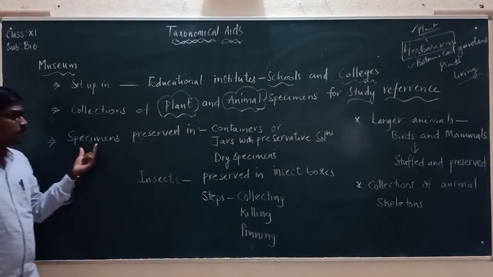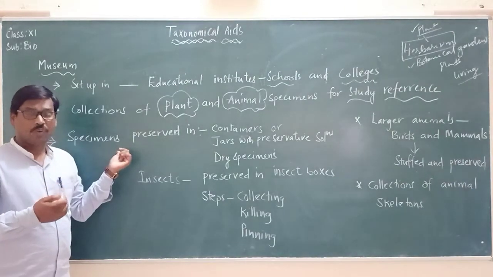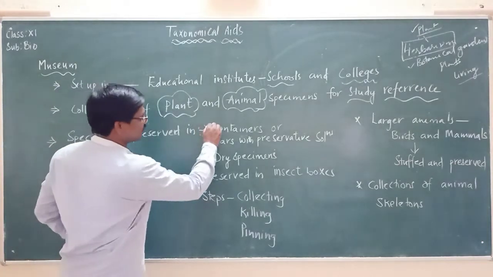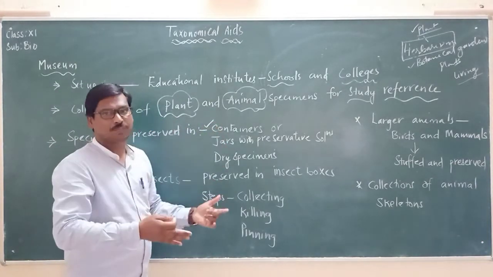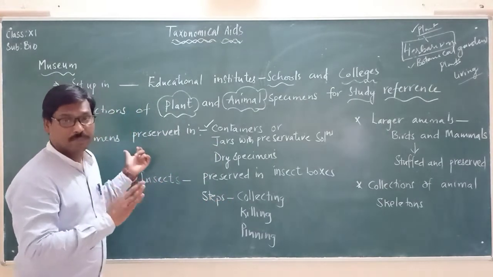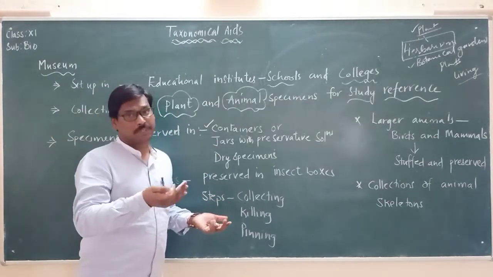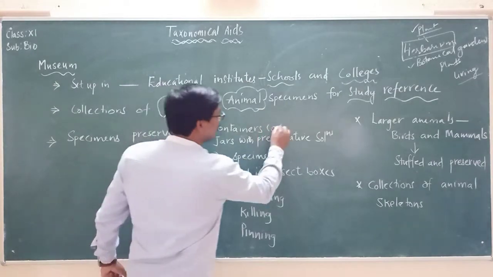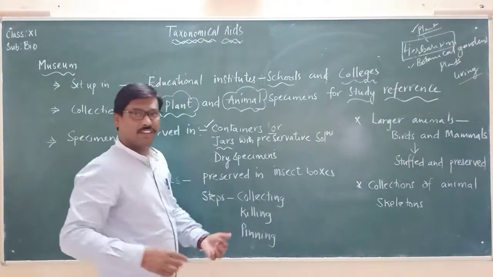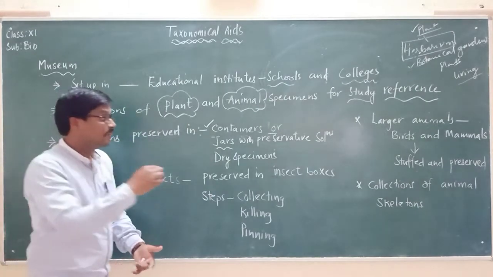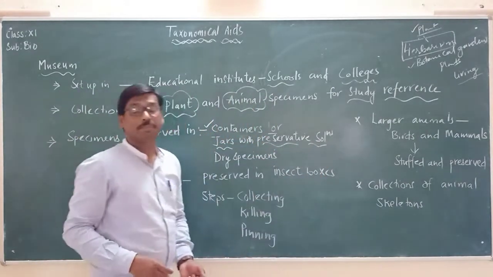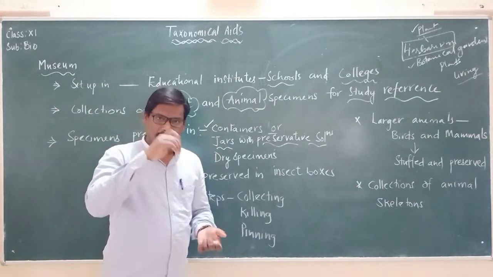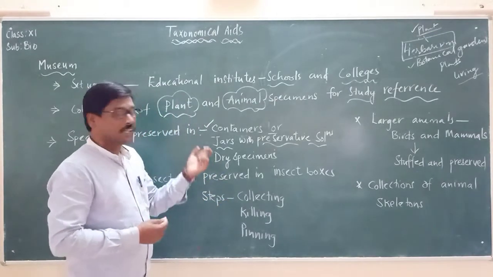When you are preserving the specimens in the museums, they are preserved in containers, big jars. Both the plant and animal specimens will be kept in containers, otherwise called jars, big jars with preservative solutions. A particular chemical substance will be added in the form of a solution to keep that particular specimen.